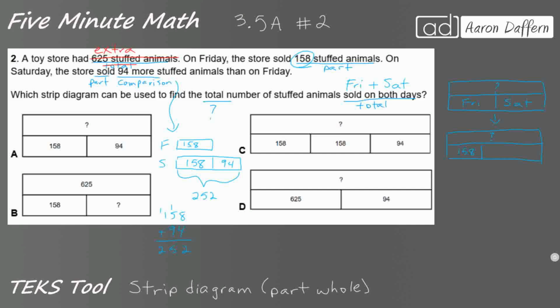But that's not any of my answer choices. They want me to show this. So I could show this is Friday, and then Saturday could be this. I could show it in two parts, the 158 and then the 94. That 94 more than on Friday means I need to add that there. And as you can see, our answer is going to be C.